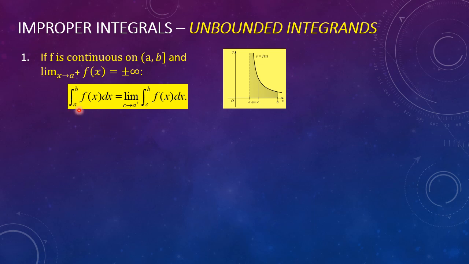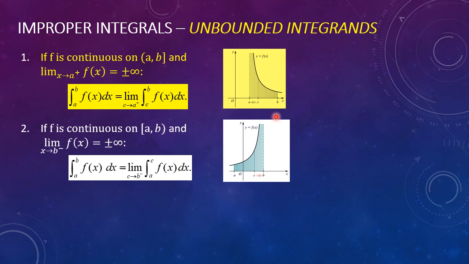Because there's really no value at a, the integral from a to b of f of x dx we're going to handle with a limit. We're going to have the limit as c approaches a from the positive direction of the integral from c to b of f of x dx, as you can see here.